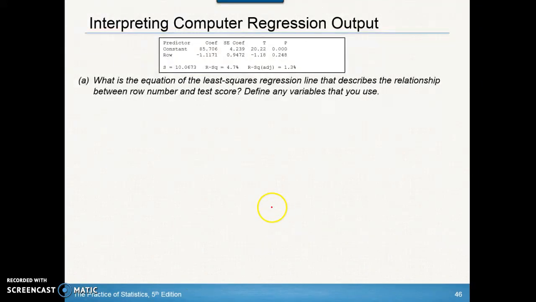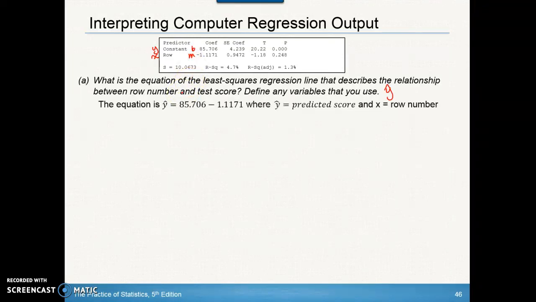What is the equation of the least squares regression line that describes the relationship between row number and test scores? Make sure you're defining any variables that you use, and you use y hat here. So let's get our information from here. We know that this is our y, row. This is our x. So coefficient is where we get the equation of our line. This is our y-intercept, and this is going to be our slope. So now we just fill that information into our formula.